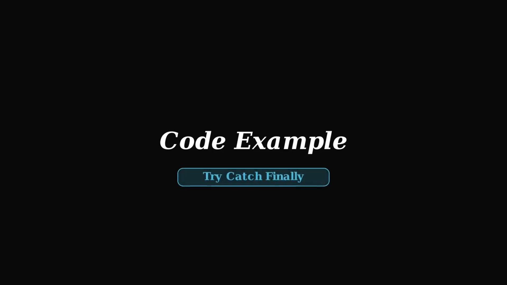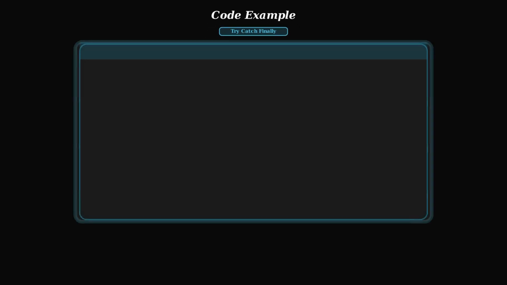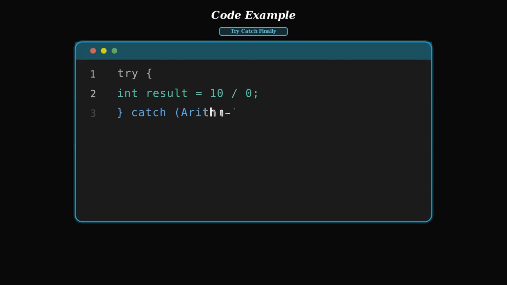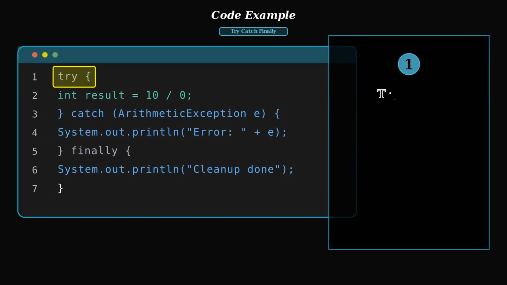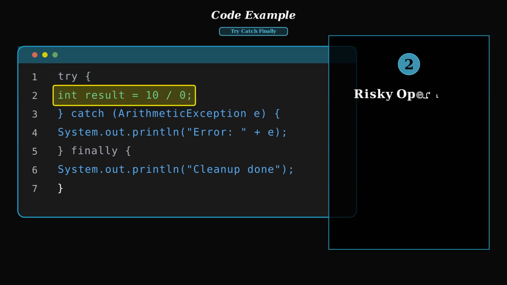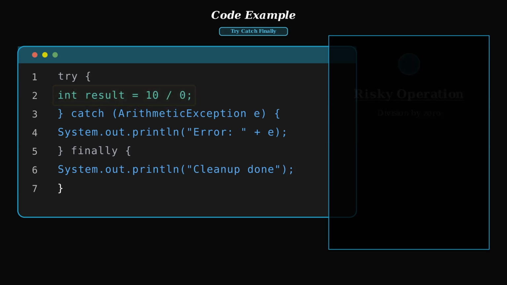Let's see how to implement try-catch-finally in code. Here is the implementation. Try block. Attempt risky code. Risky operation. Division by 0.